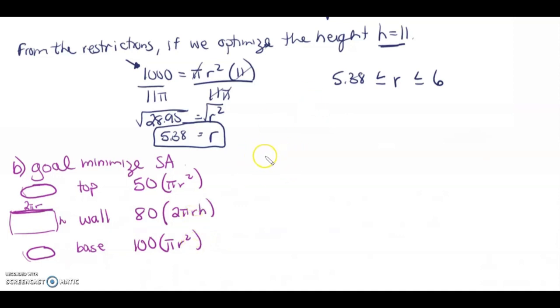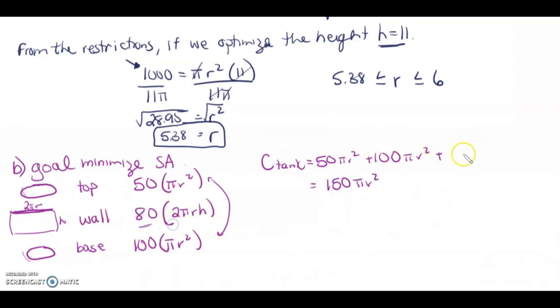So in total, the cost of the tank altogether is going to be, well, these two are like terms. We can write them out separately. So it's going to be 50 times pi r squared plus 100 times pi r squared. I put these together because then you can see that this is actually 150 pi r squared. And then plus, this is 80 times 2, so 160 pi rh. Just be reminded, pi is a constant.